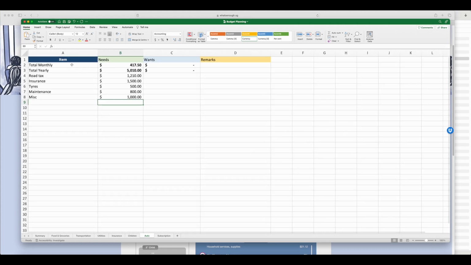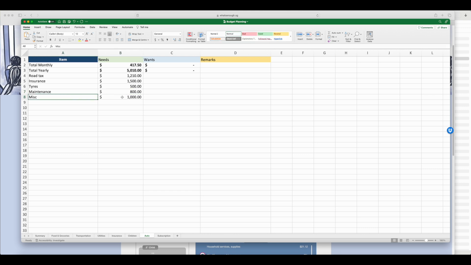some monies. So on a yearly basis, I have to set aside to ensure that I can pay for my road tax, for the insurance, change of tires every 3 years, for an example. So that's 1,500 for 3 years, so 500 a year. Maintenance, that's roughly twice a year, each time around 300 to 400. So I budget around 800.